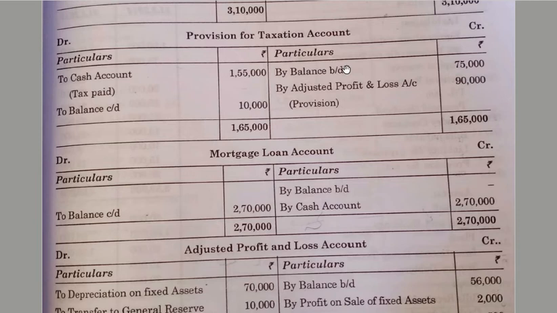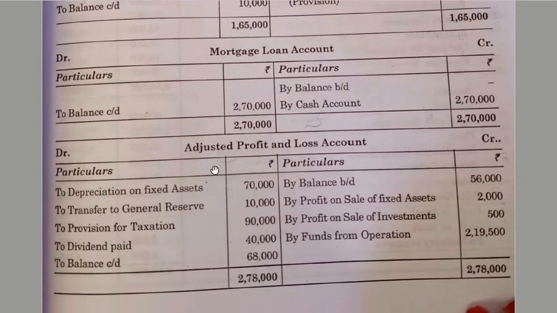Provision for taxation, you have your by balance brought down 75,000, to balance carried down 10,000. So the current year's provision made, which is given as an adjustment, it is by adjusted profit and loss account 90,000. So your balancing figure is to cash account 1,55,000, which is considered to be your tax paid.